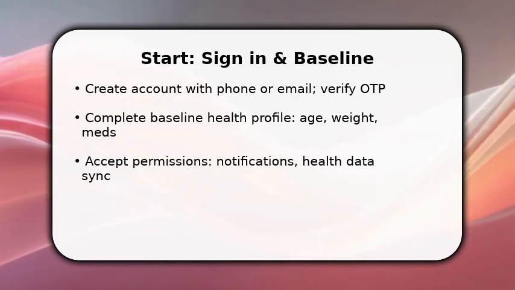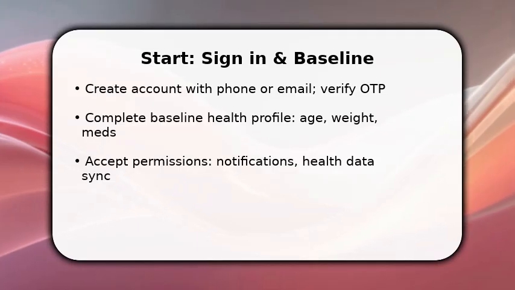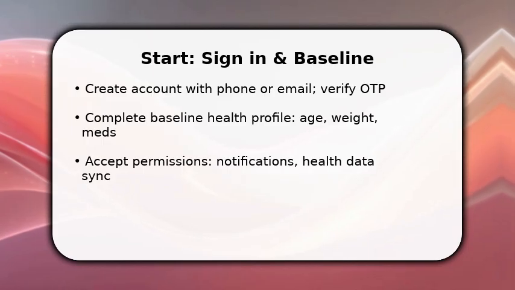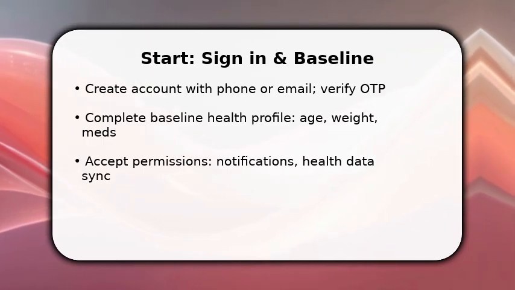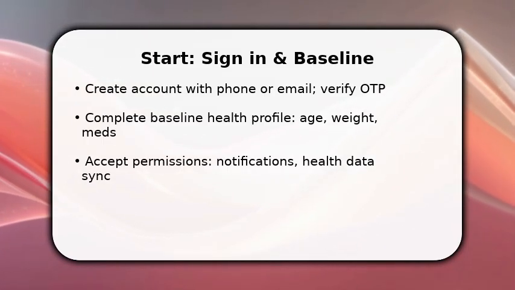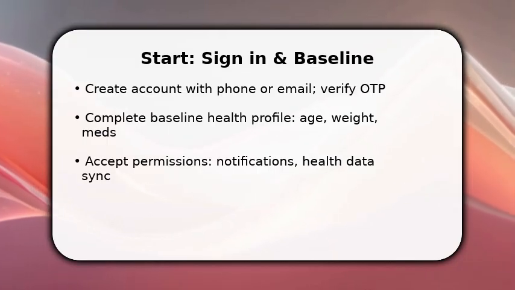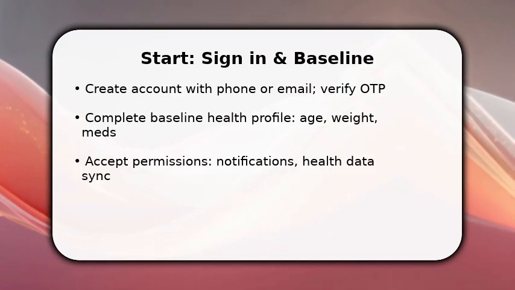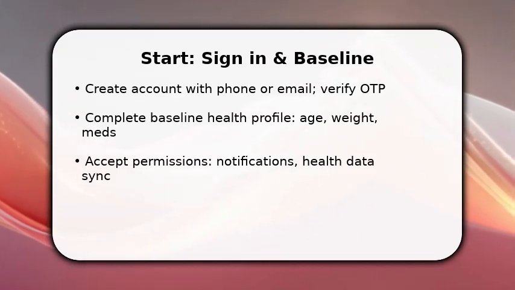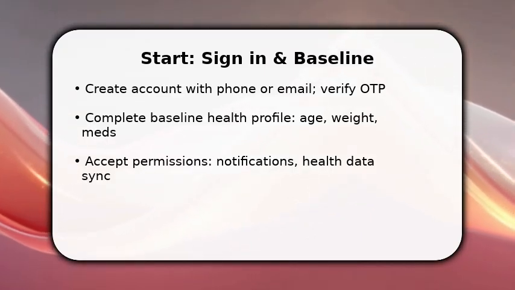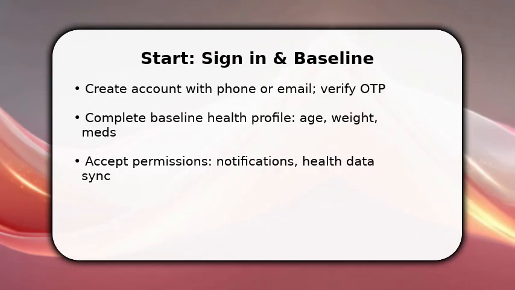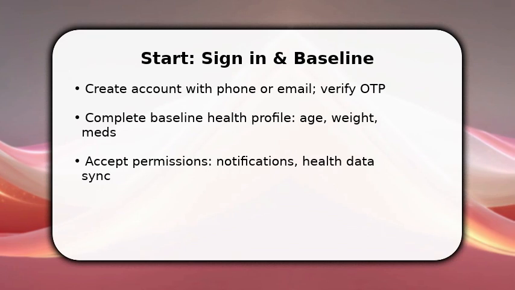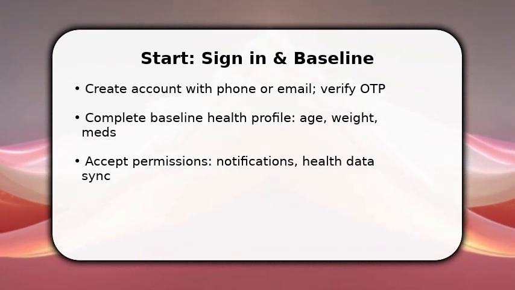You'll begin by signing in and creating your profile so the app knows what to recommend. Enter your phone or email and confirm the OTP. Once done, fill the baseline health questions: age, weight, vitals, current medications, so the app can tailor plans. Make sure to enable permissions for notifications and optional health data sync. These let reminders and progress tracking work smoothly. This first step sets the personalization engine, so be accurate and move to the care plan selection next.